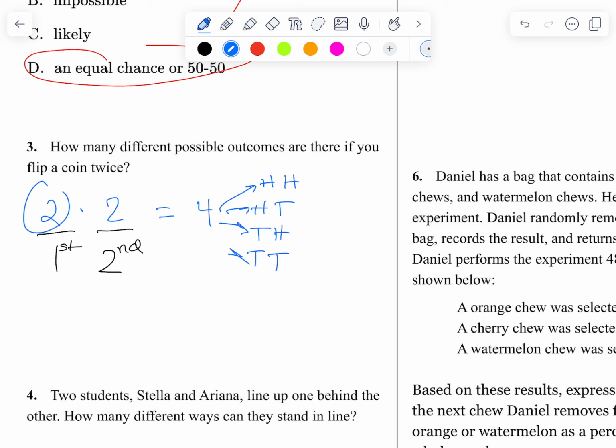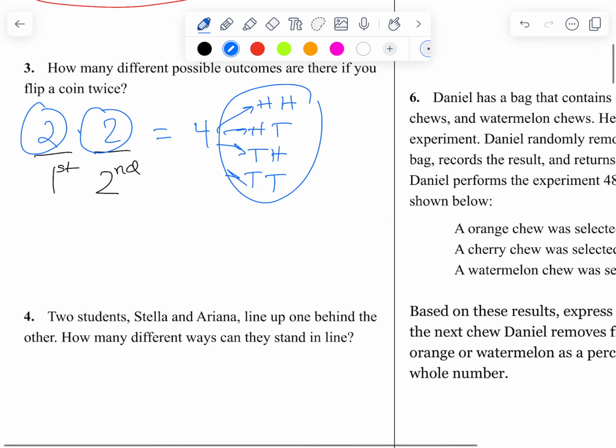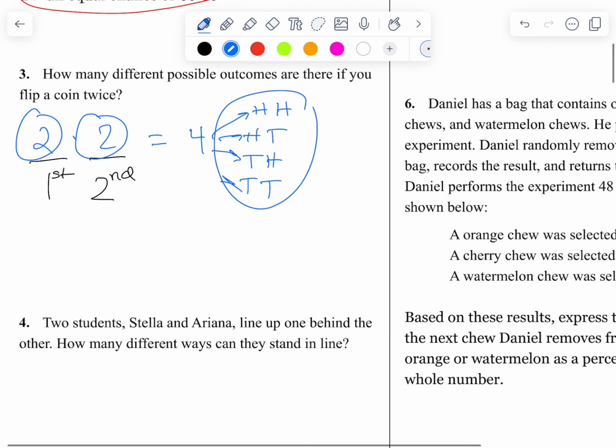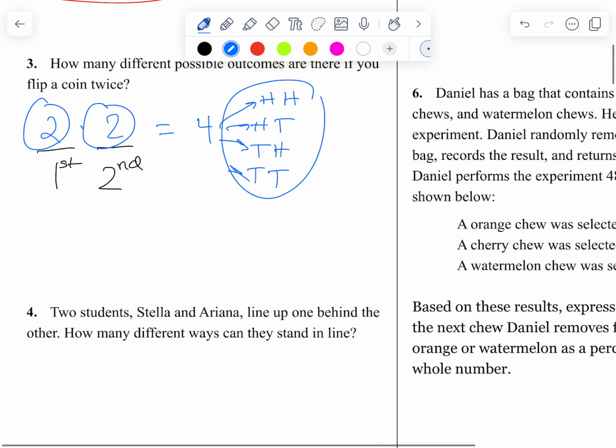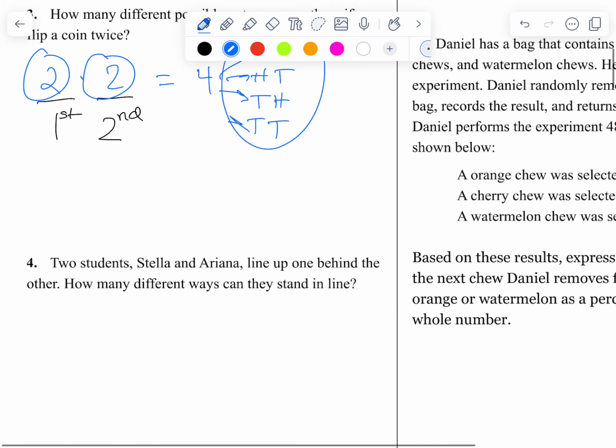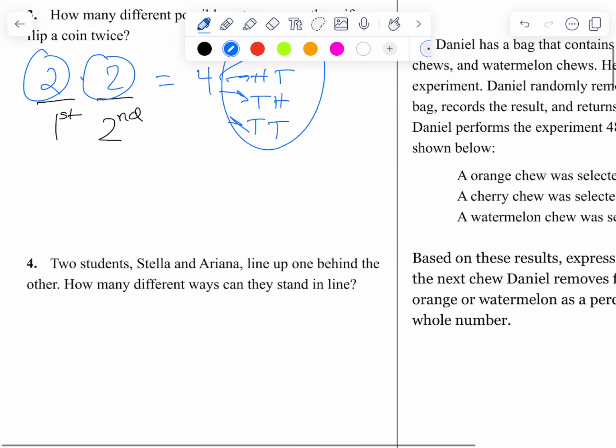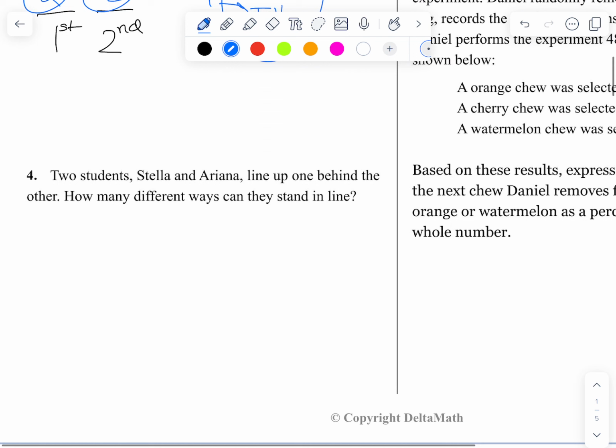But I think it's a lot easier if you just think about what can happen each time and multiply, then you don't have to write this out, especially if you get like how many things can happen if you flip a coin 17 times. It'd be a lot harder. So it'd just be 2 times itself 17 times.